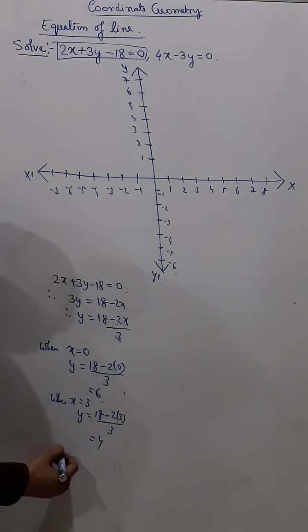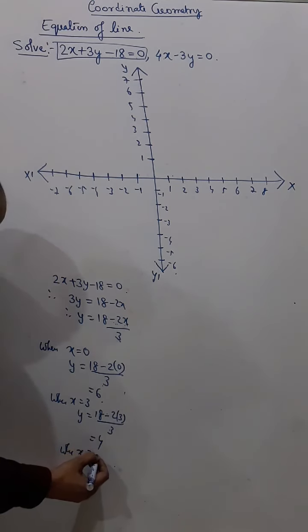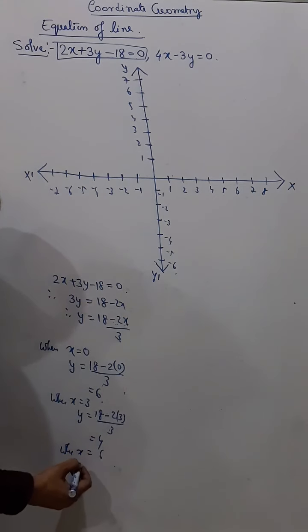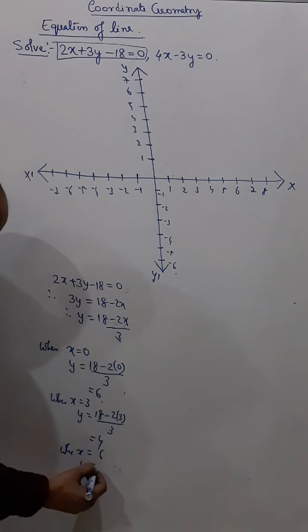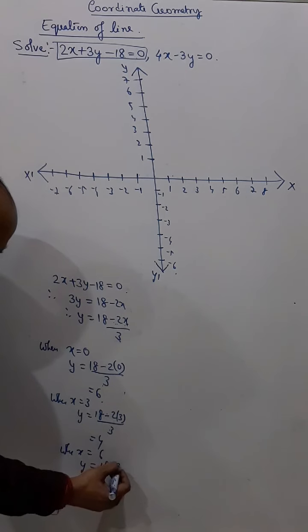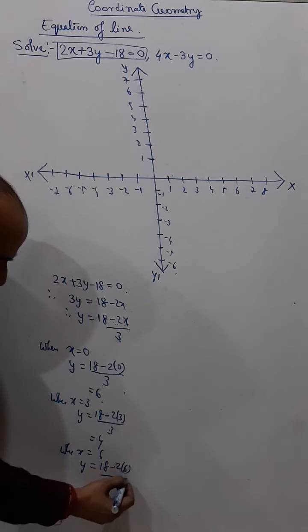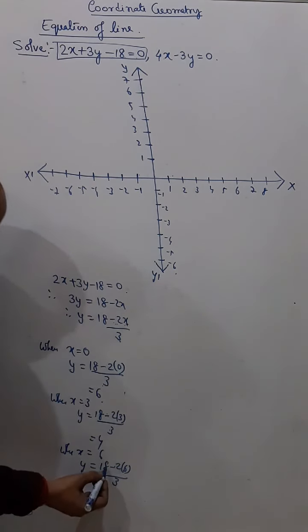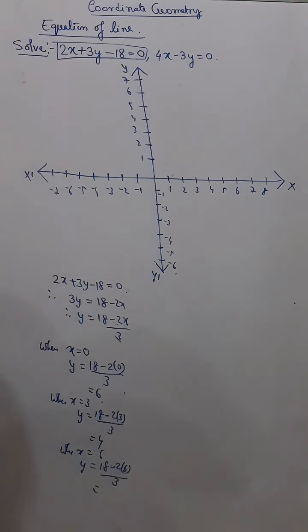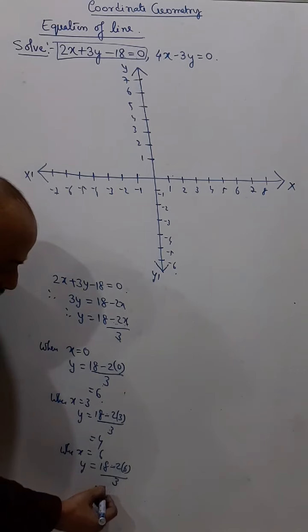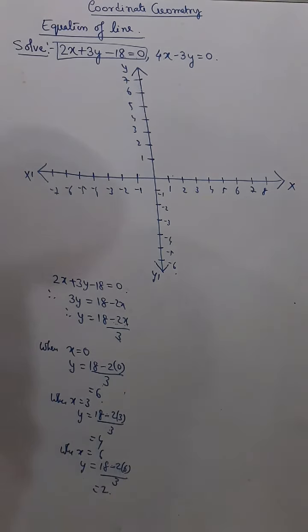Similarly, we can also take x equals to 6. Then we get y equals to 18 minus 2 into 6 by 3. What are you getting? 18 minus 12. So we get 6 by 3, and therefore we get y is equal to 2. Okay, understand? So we get y equals to 2.